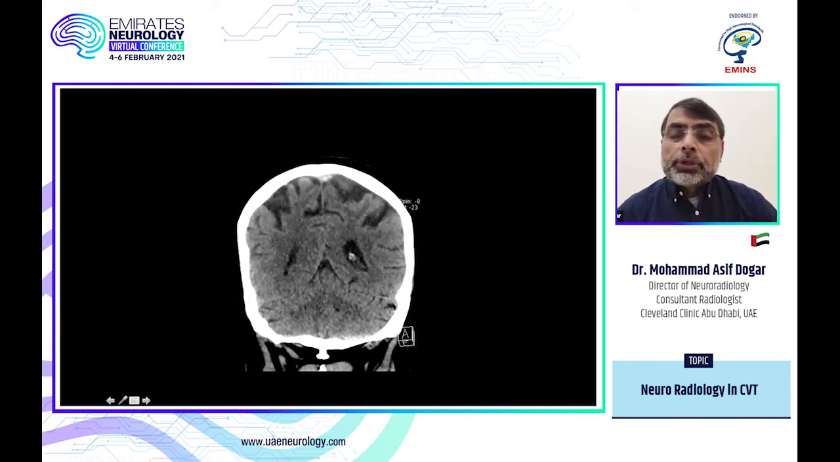Whenever I'm evaluating venous sinus thrombosis, I look at this non-contrast coronal image and I compare the density of the transverse sinuses and the superior sagittal sinus. If you look carefully, as compared to the transverse sinuses, the superior sagittal sinus is hyperdense. So that is the best clue that this patient has venous sinus thrombosis.